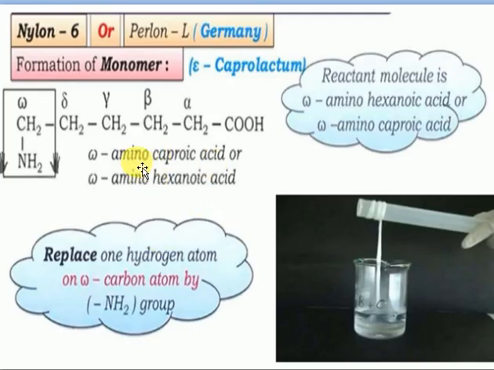Similarly, this is also called aminocaproic acid, or aminohexanoic acid. Consider the concept where one hydrogen atom on the gamma carbon atom is replaced by NH2. One hydrogen atom is replaced with one amine group when it forms. Consider this kind of threads only.